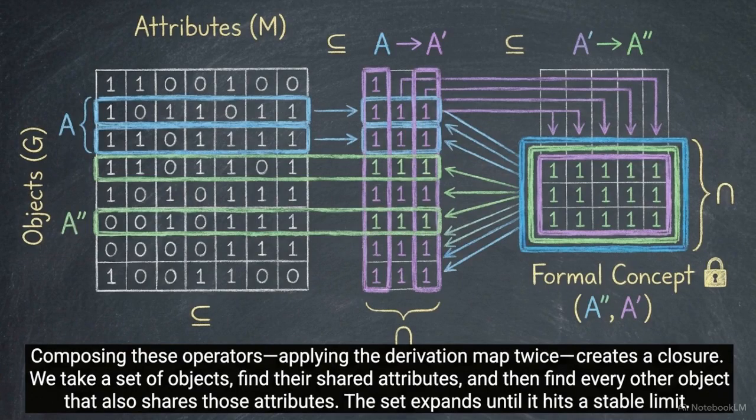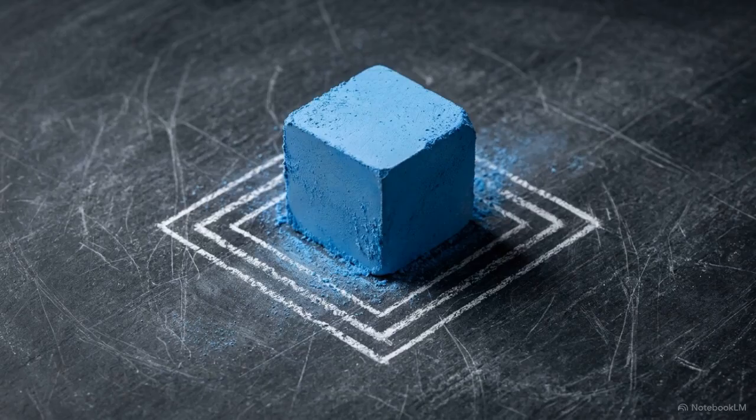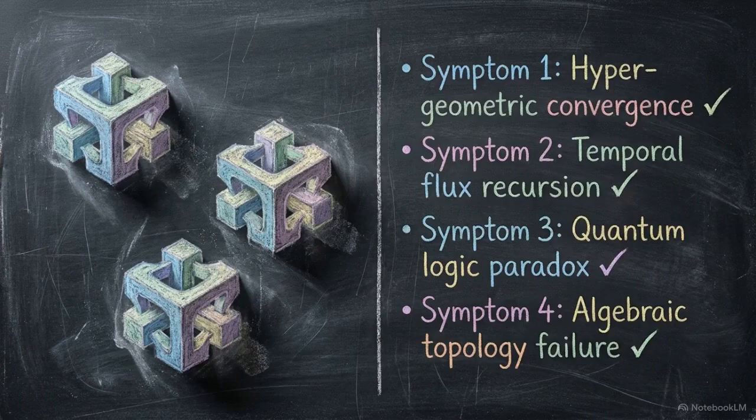Composing these operators, applying the derivation map twice, creates a closure. We take a set of objects, find their shared attributes, and then find every other object that also shares those attributes. The set expands until it hits a stable limit. This closure operator is extensive, it is mathematically monotone, and strictly idempotent. Applying it a third or fourth time will never change the result. It has reached a fixed point. Closure defines two things: empirically indiscernible objects on one side, and strictly forced attribute dependencies on the other.